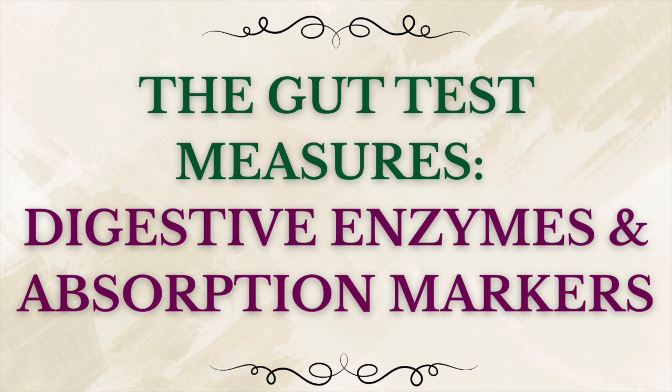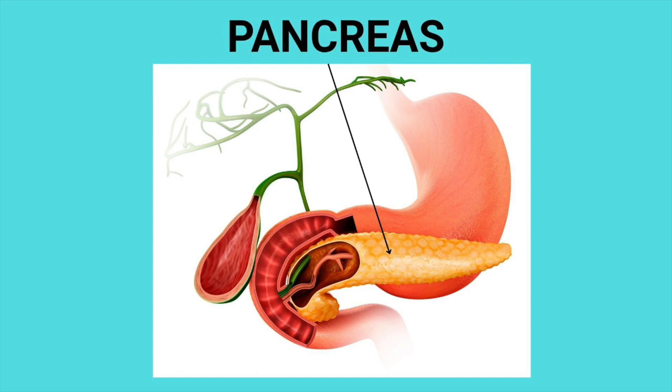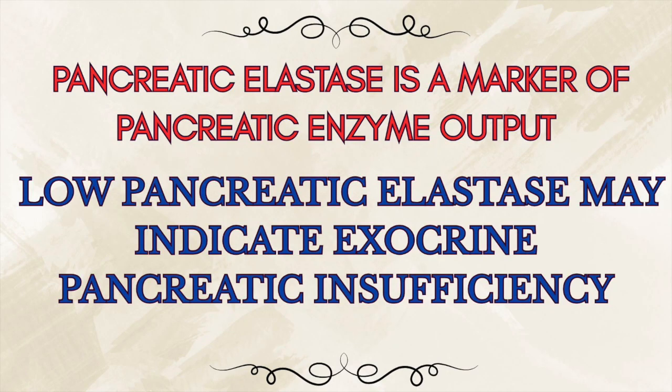So now we switch gears to move to the next section of the test that focuses on digestive enzymes and absorption markers. Obviously, proper digestion is fundamental. So we do look at the pancreas. We assess pancreatic elastase. That's a marker of pancreatic enzyme output.